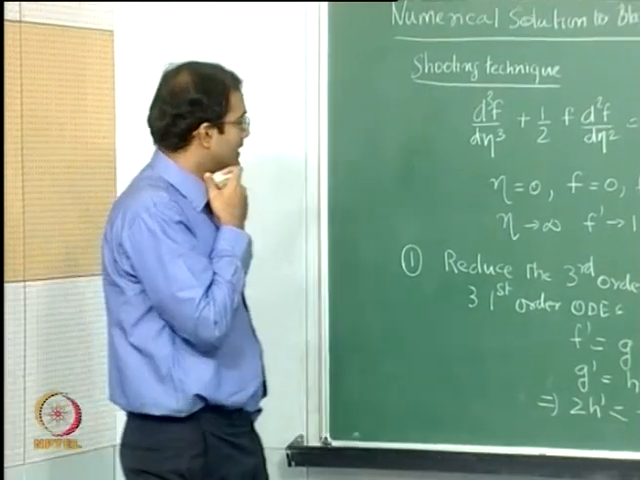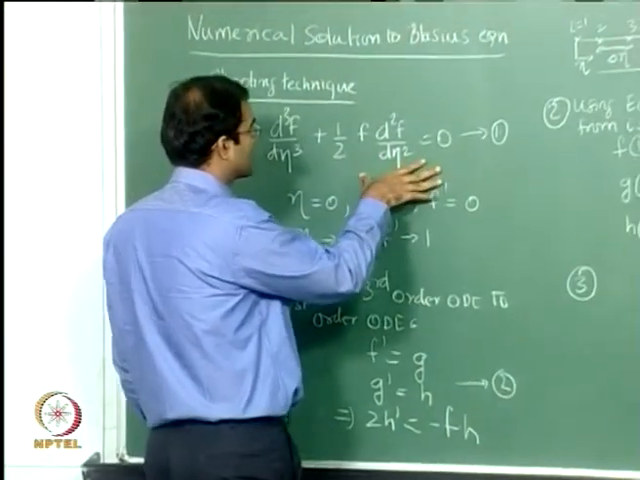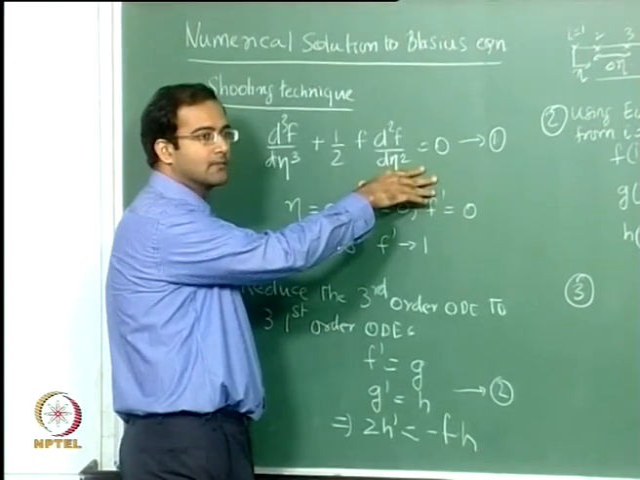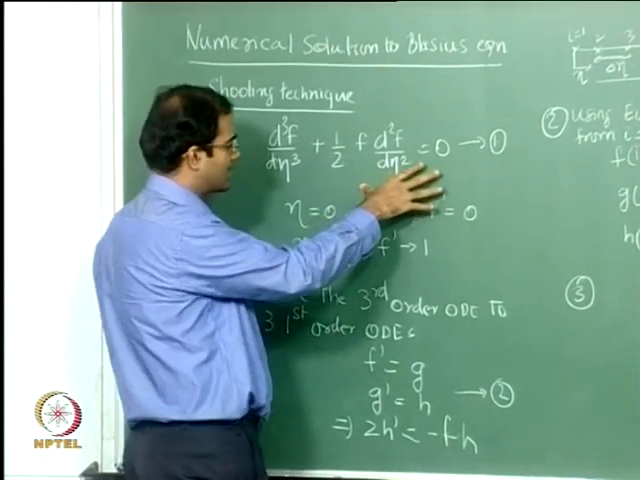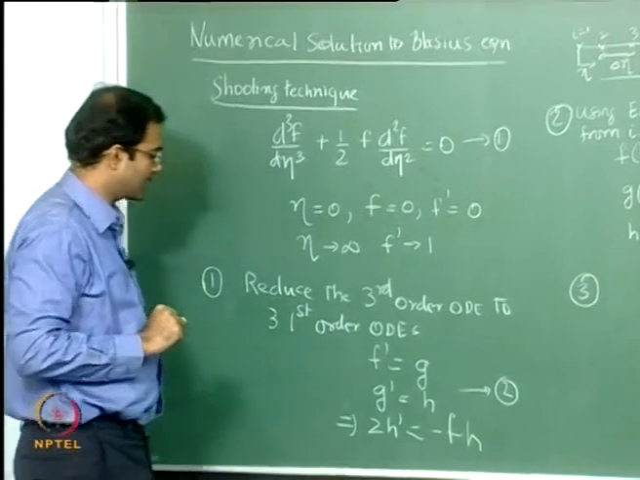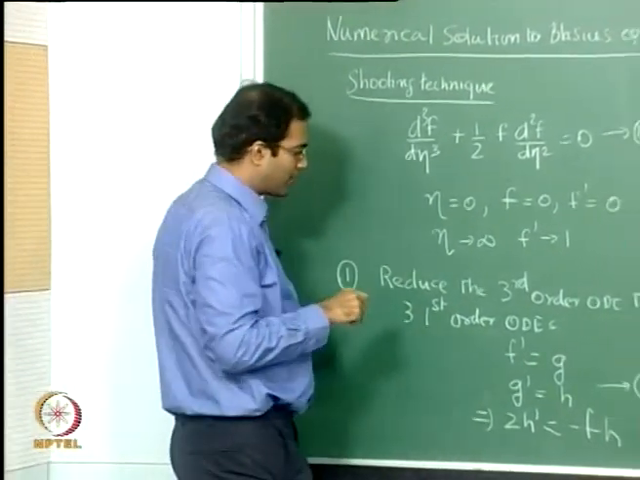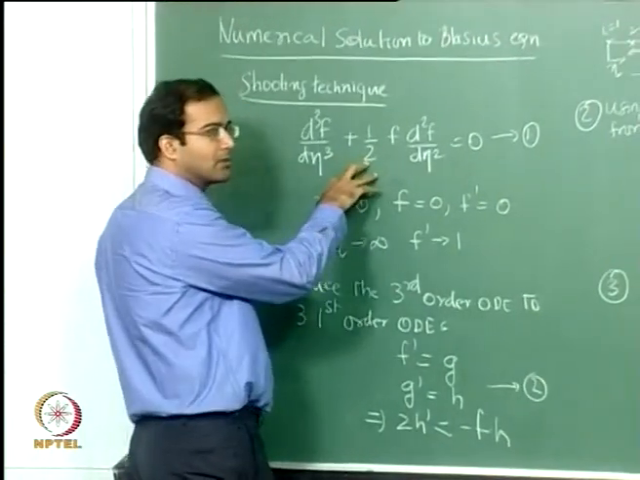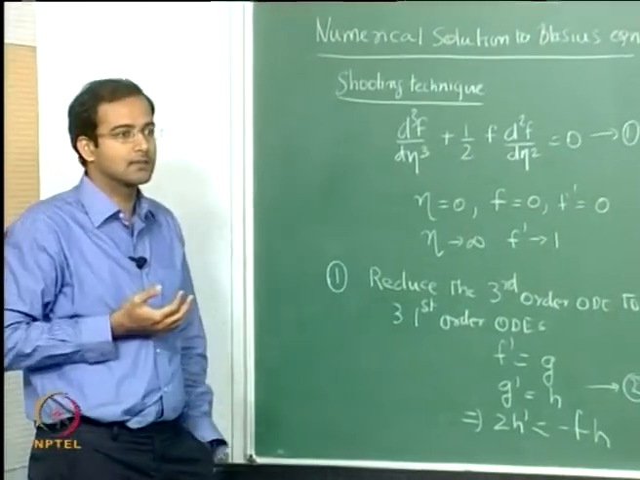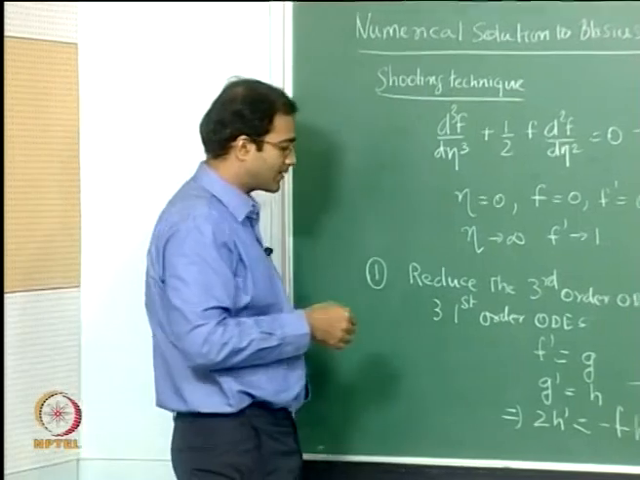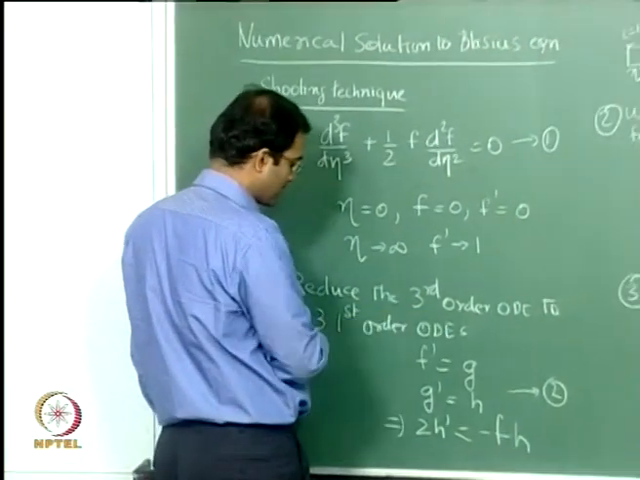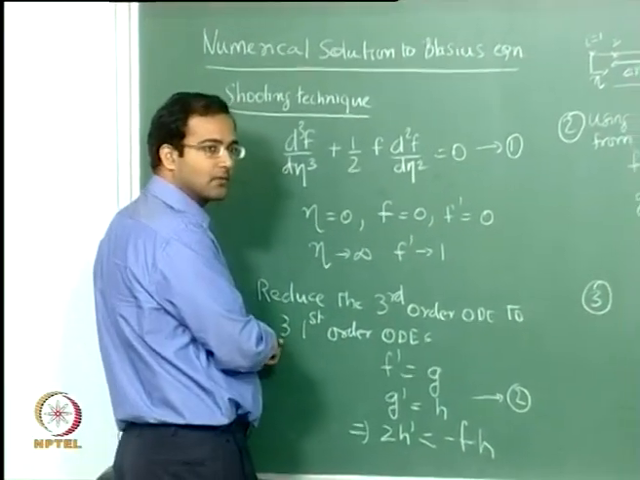Okay, so basically this is the ODE, which is a third order nonlinear ODE. So therefore you cannot find a closed form analytical solution subject to these boundary conditions. So what the shooting method does, it's very simple. You have to first reduce an nth order ODE to n first order ODEs. Okay, so in this case you have a third order ODE, so reduce it to 3 first order ODEs.